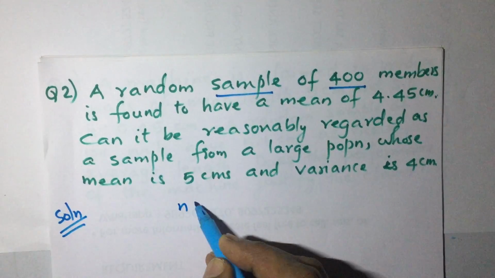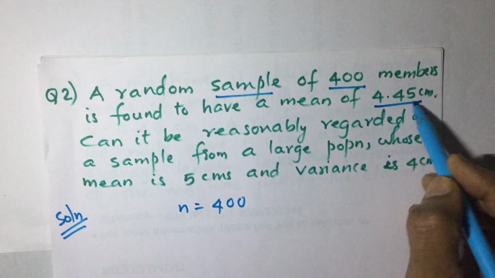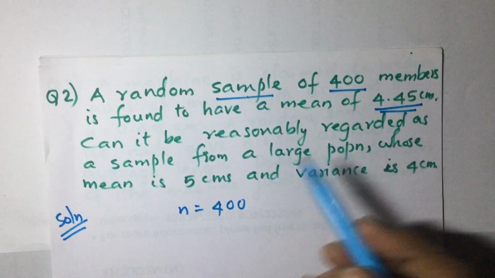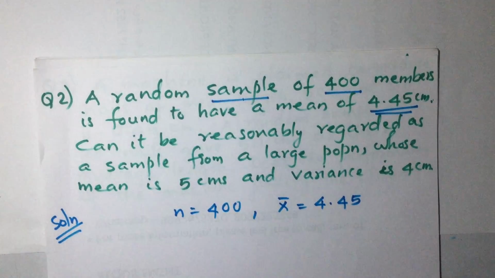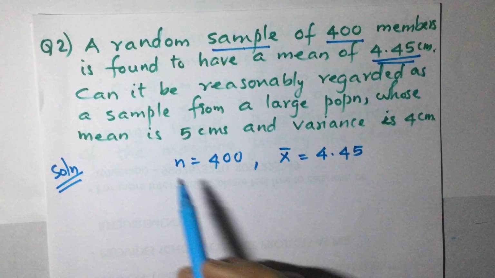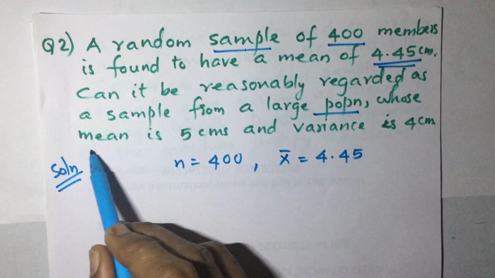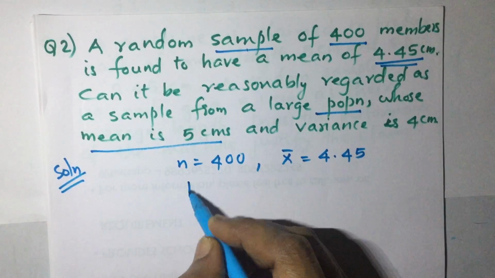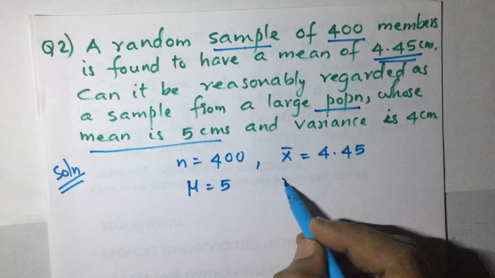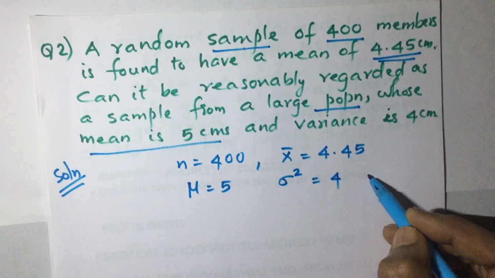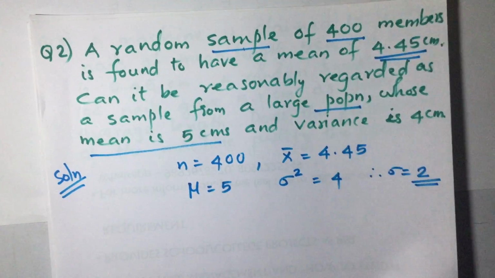A sample of size n equal to 400 is found to have a mean of 4.45, that means the sample mean x bar is 4.45. Can it be reasonably regarded as a sample from a large population whose mean is 5 centimeters? So the population mean mu is equal to 5, and the population variance sigma square is 4, therefore sigma is under root of 4, that is 2. Okay, so that is given.